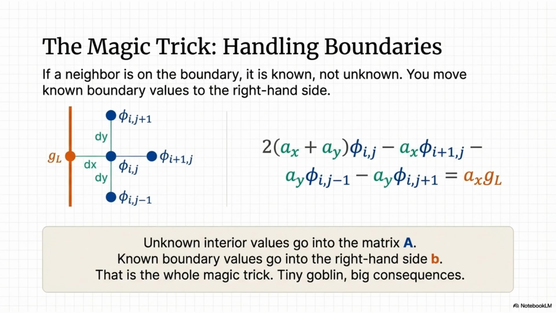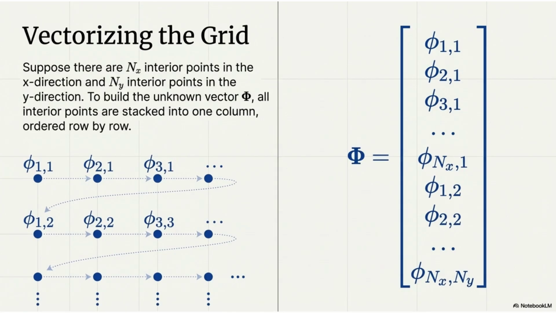The magic trick for handling boundaries is recognizing that if a neighbor is on the boundary, its value is known. Known boundary values are moved to the right-hand side vector B. Unknown interior values stay on the left in matrix A. To vectorize the grid, all interior points, nx in the x direction and ny in the y direction, are stacked into the unknown vector phi. This is done by ordering them row by row, from phi 1 up to phi nx times ny.